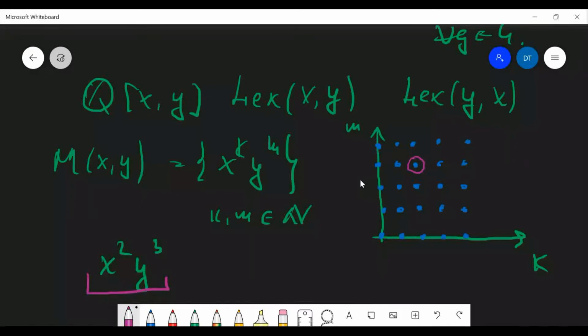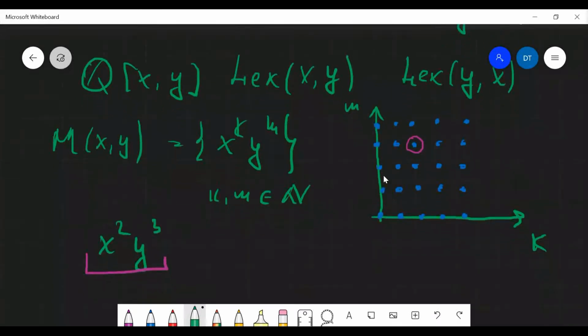So now, here is the task. I want to describe all the monomials that are strictly smaller than this one with respect to this lexicographical order. So I want to describe all monomials t which are smaller than this guy with respect to this order. Could you tell me which monomials here are strictly smaller than this guy with respect to this ordering?